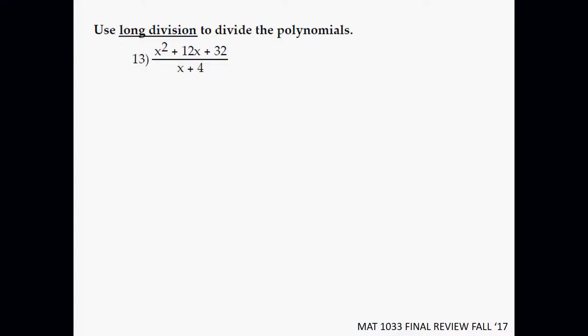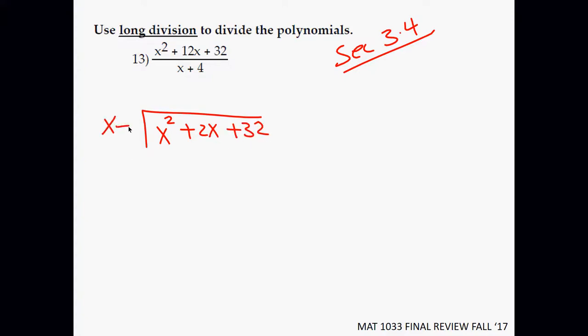Now, long division, we have to do long division, and this is section 3.4. As we agreed, we have to make sure they are in order first. So you get x squared plus 12x plus 32 over x plus 4. We take the first one over the first one. That would be x squared over x, which is x. Then we do the multiplication here. x times x will be x squared. x times 4 will be positive 4x. We grab the line and we change the sign.